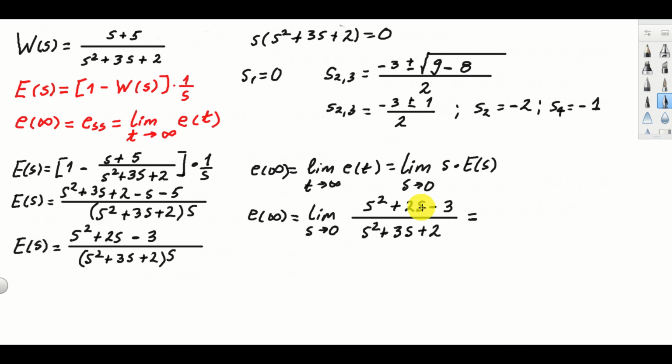We can substitute s for 0 in both of these expressions, and we will obtain minus 3 divided by 2. And that's it. That's the final value, or better to say the steady state value of our control error.